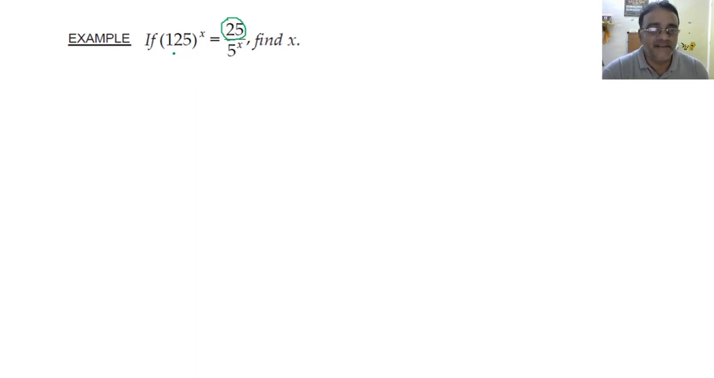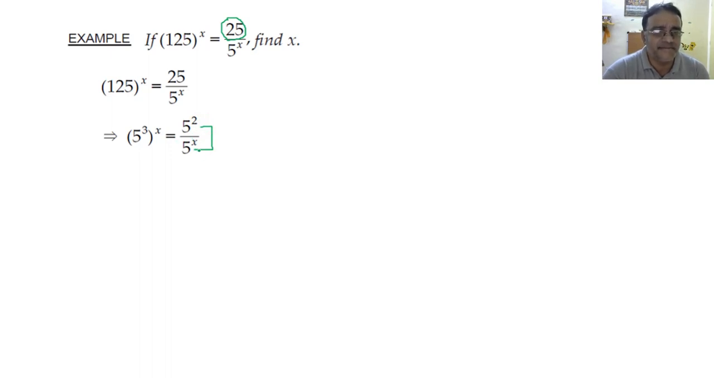See, on the left hand side, as you told, we will keep 5 cube, so that will become 5 to the power 3x in the next step. And 25 we said we will write as 5 square, and we will apply the division rule for this. So the left hand side becomes 5 to the power 3x, and the right hand side is 5 to the power 2 minus x. This step is clear to all of you? Yes, sir.